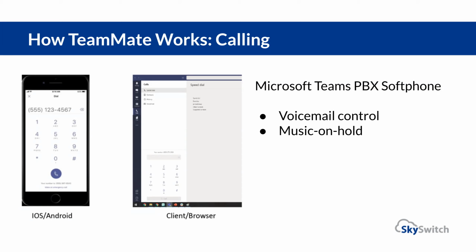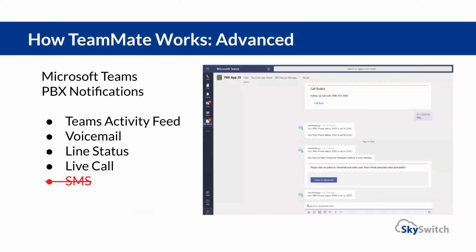So you also get voicemail control. So you can do voicemail independently in Teams. You can turn that off. In fact, we typically would recommend you turn it off. Get music on hold, some just really basic functionality, dial in, dial out, extension dialing, and so on. Now you also get an activity feed, you get the voicemail, you get line status, so you get some BLF for your line, you get live calls.